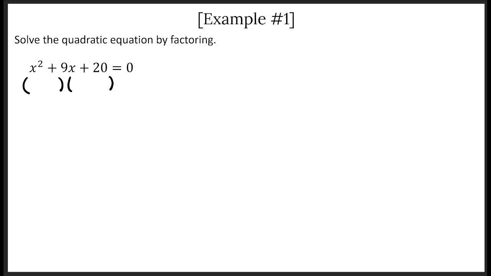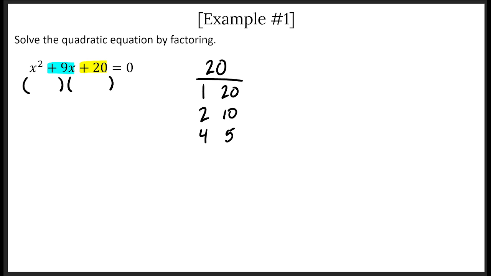I'm asking for what are two numbers that multiply to 20 that also add to positive 9. That's kind of tricky to think about, so let's list out all the factors of 20. I got 1 and 20, 2 and 10, 4 and 5. Let me say that riddle one more time. I'm looking for a pair of numbers that are factors of 20 that could add to 9.